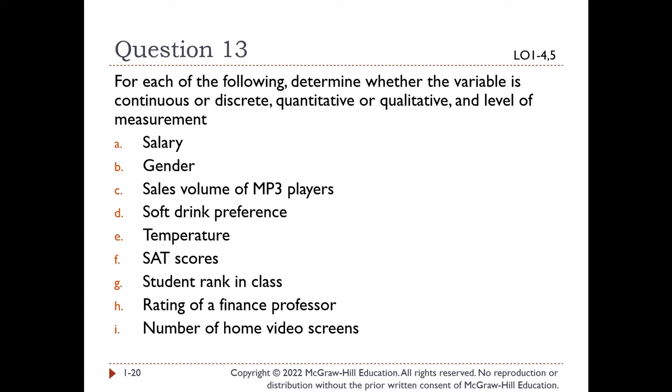So, again, we have salary, gender, sales volume of MP3 players, soft drink preferences, temperature, SAT scores, student rank in class, rating of a finance professor, and number of home video screens. Okay. So pause real quick, see what you can answer, and then here we go. So starting off first with A. Salary.